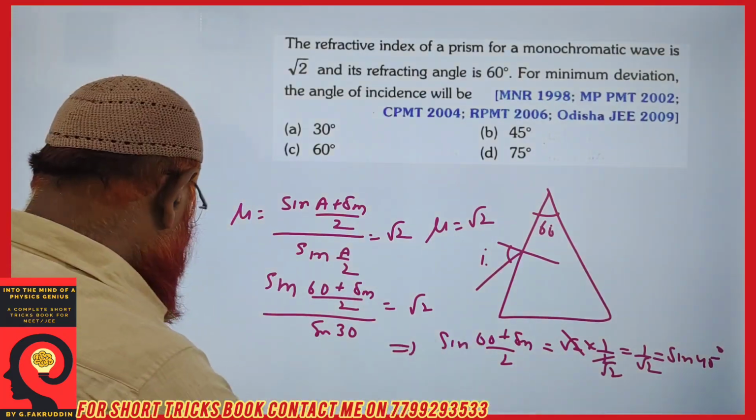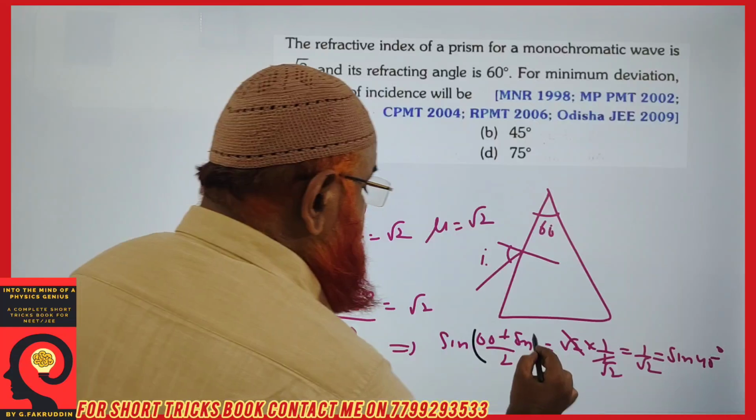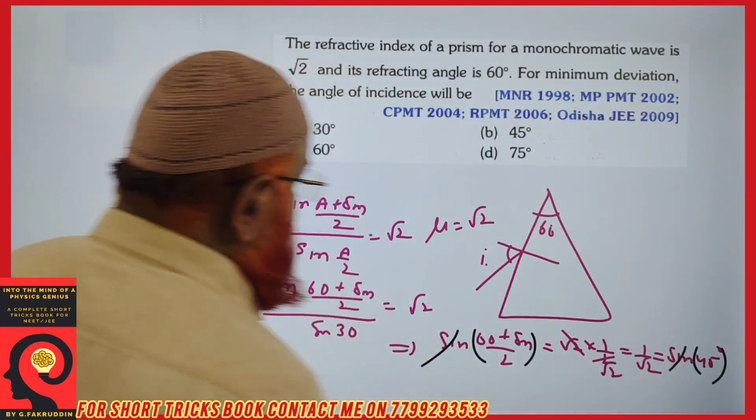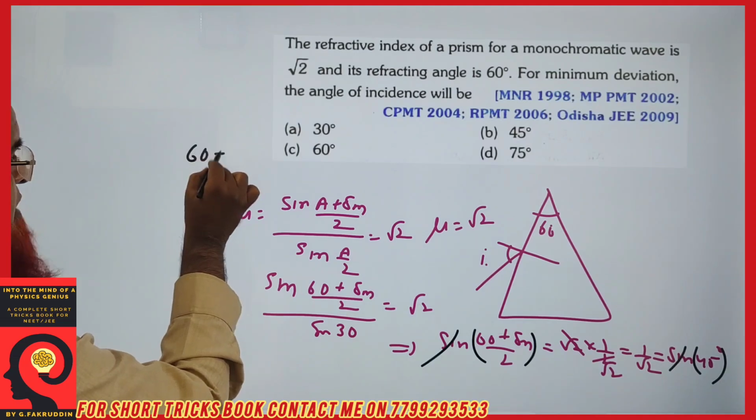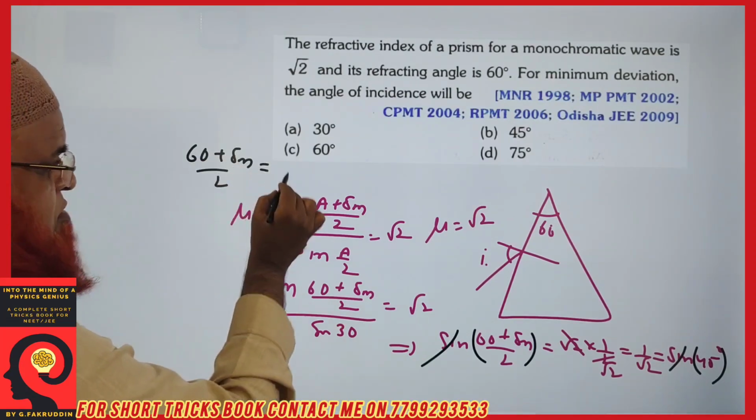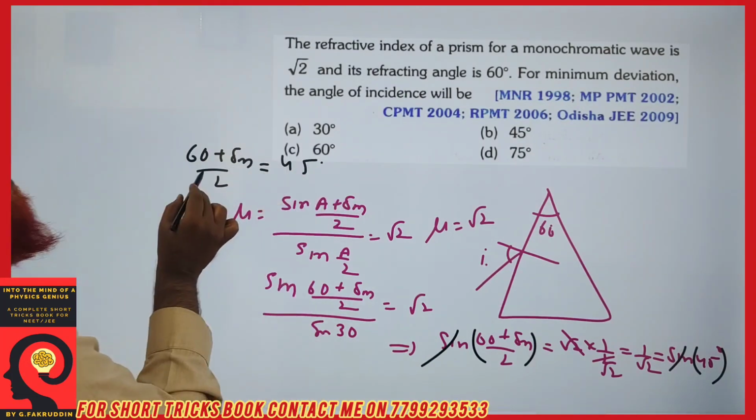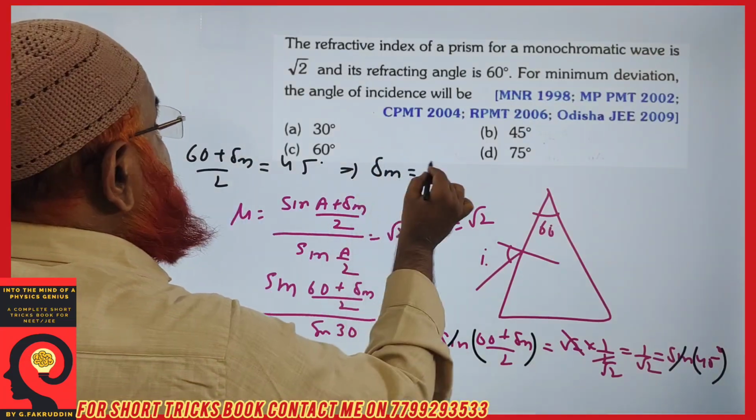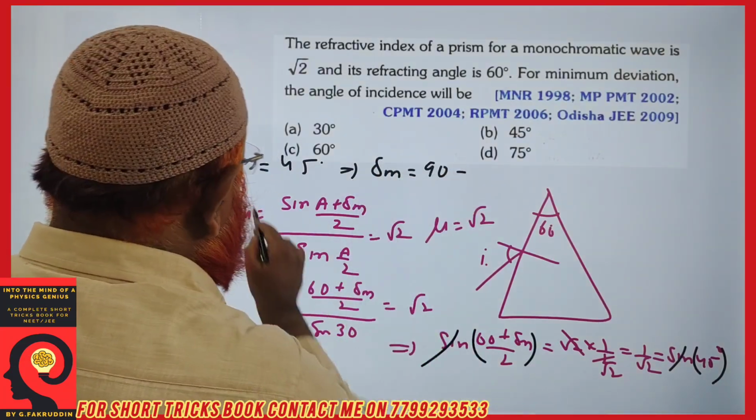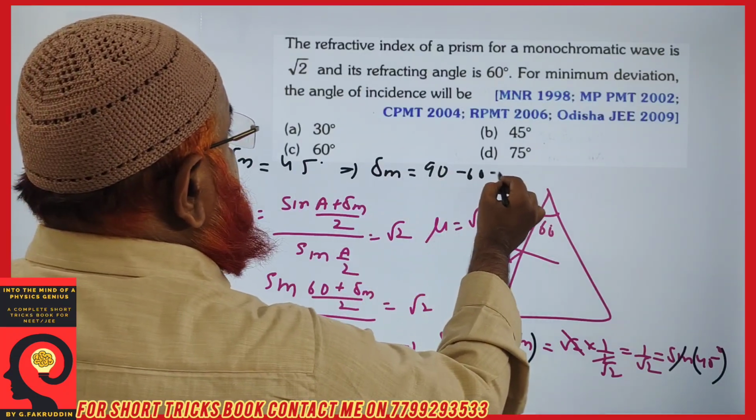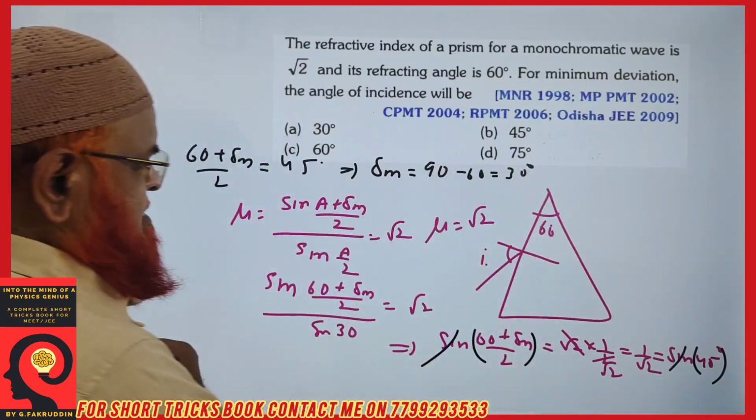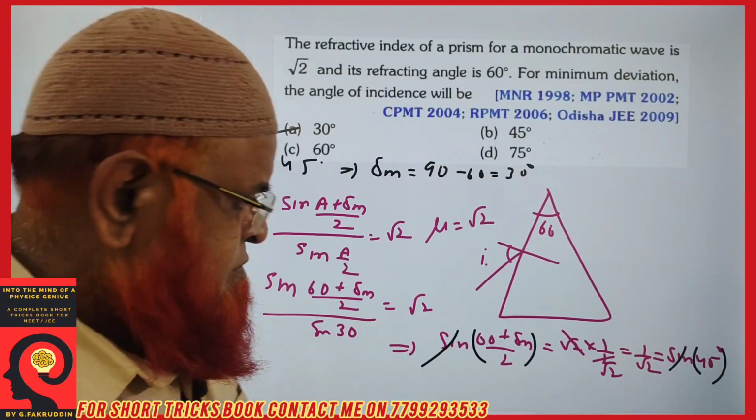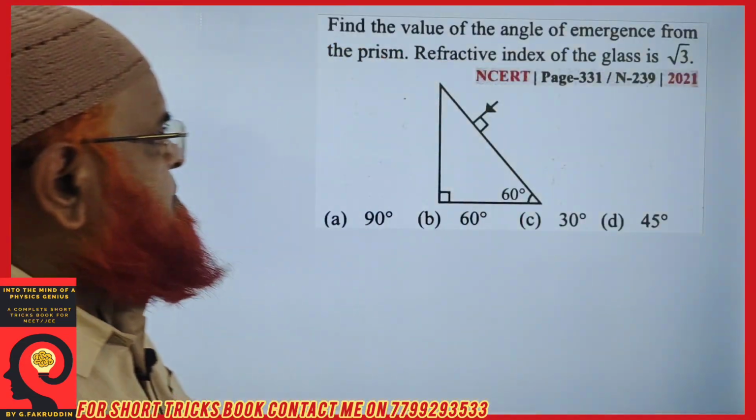So now you can compare these two angles, this angle and this 45 degrees. Both are the same, so sin gets cancelled. What is left now? 60 plus delta m by 2 is equal to how much? 45 degrees. So this 2 goes to that side. What happens? Delta m is equal to 90 minus 60. It is again 30 degrees. This type of problem we have done already. Is it okay? Yes. Next we shall go for the next problem.